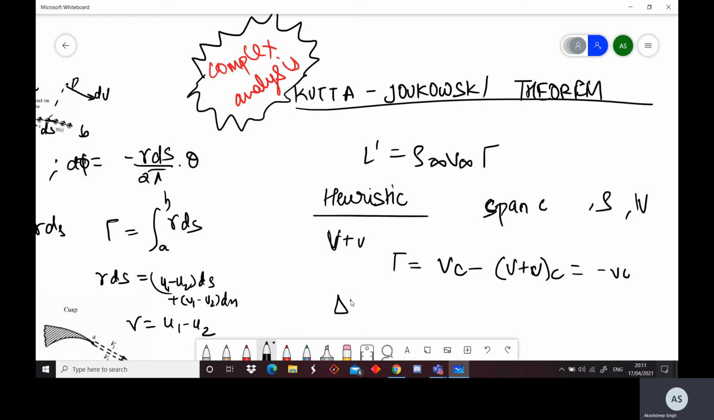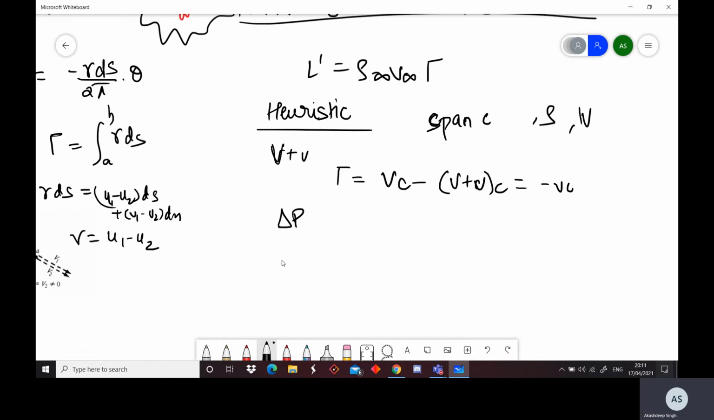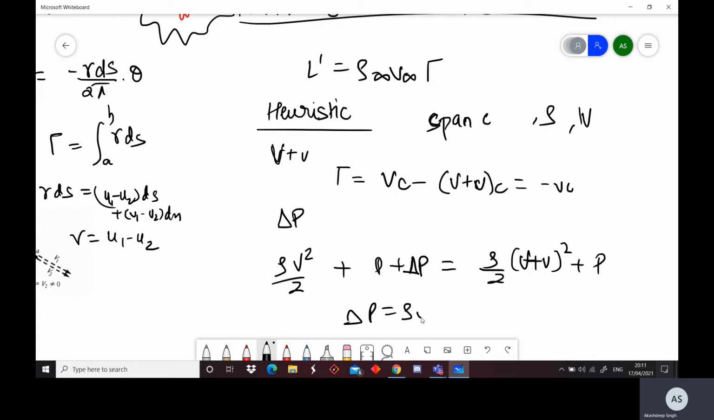So the delta P, that is the pressure difference on both sides of the airfoil, can be found out using Bernoulli's theorem, considering one particular streamline. You can just say that rho into V square by 2 plus P plus delta P will be equal to, since there is a pressure difference delta P, rho by 2 into V plus small v squared plus P. So now when we simplify this, we'll get delta P is equal to rho into small v into V.